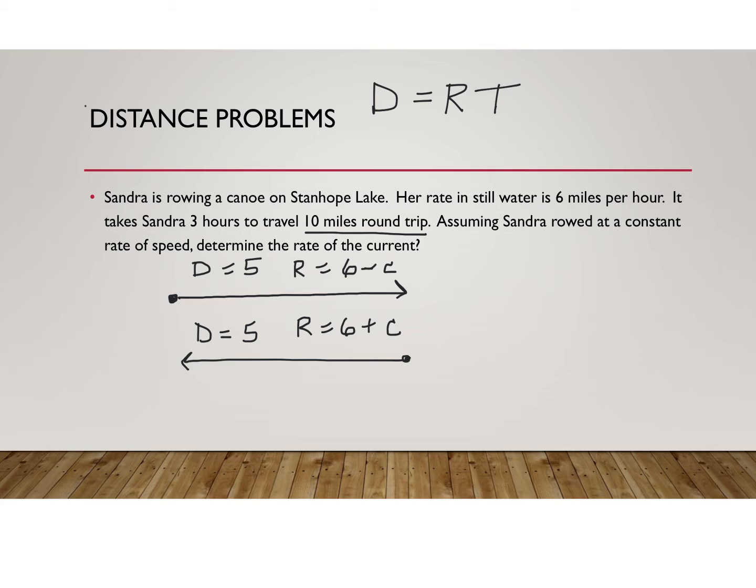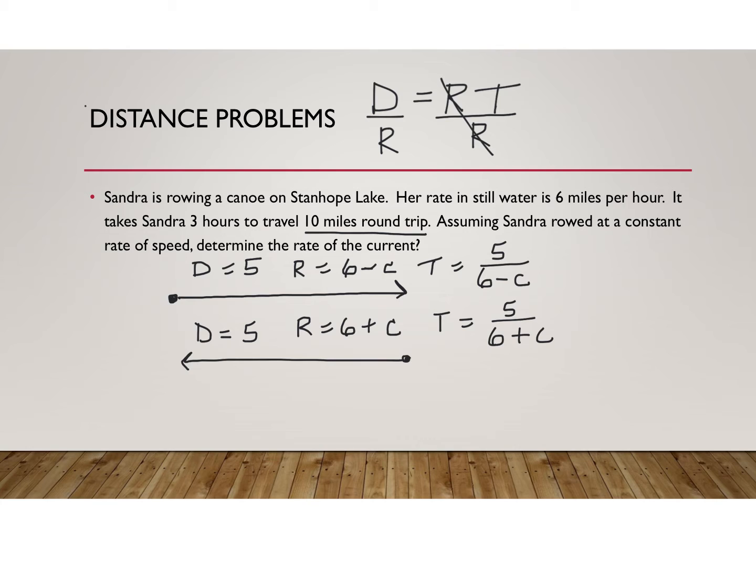In each of these situations, we also have a time. They haven't said anything about the time of each individual trip, just the round trip, but using this formula, if I solve for time, I could divide both sides by r, and then I know that time is equal to the distance divided by r. So this first one, our time would be 5 divided by 6 minus c. And in the second situation, going downstream, it would be 5 divided by 6 plus c.